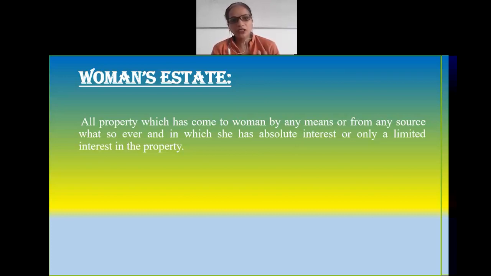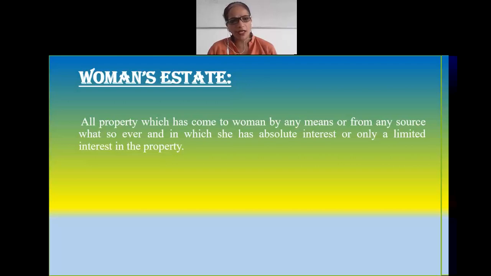So what does this mean? This means that whatever property has come to the woman by any means, from any source, the source may be anyone. It is not necessarily to be given by the father, nor by the mother, nor by the brother. It is not necessary that it is given at the time of the bridal procession, or before the nuptial fire, nor that it needs to be given as a token of love.